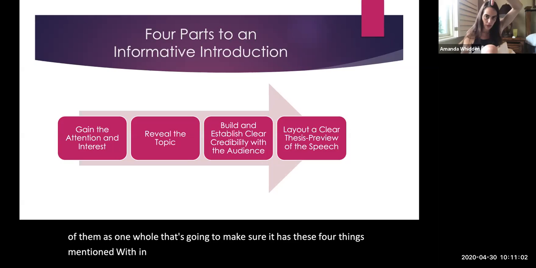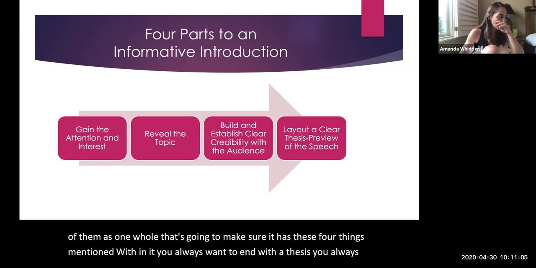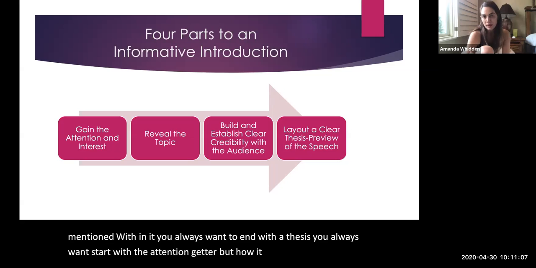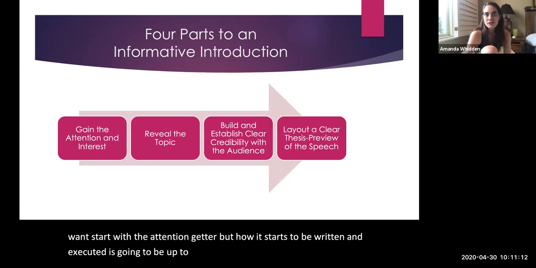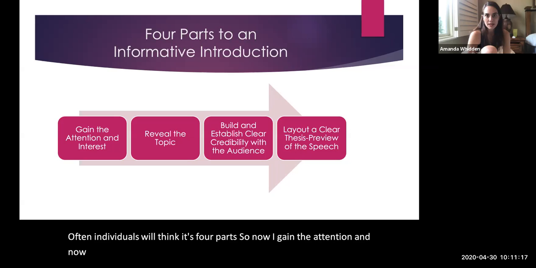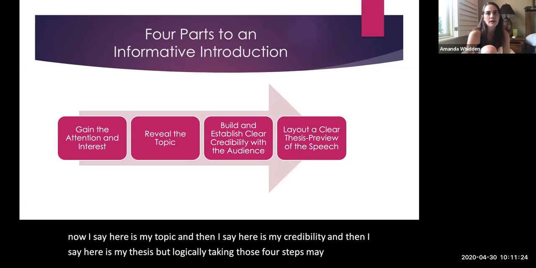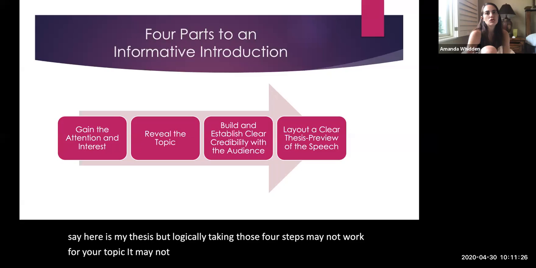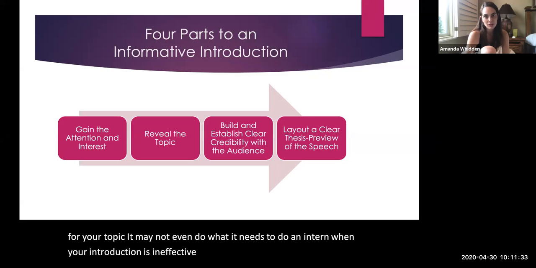You always want to end with a thesis. You always want to start with the attention getter, but how it is written and executed is going to be up to you. Often individuals will think, oh, it's 4 parts. So now I gain the attention. And now I say, here is my topic. And then I say, here is my credibility. And then I say, here is my thesis. But logically, taking those 4 steps may not work for your topic. It may not even do what it needs to do. And in turn, when your introduction is ineffective, the entire speech, like I said, the foundation starts to crumble.